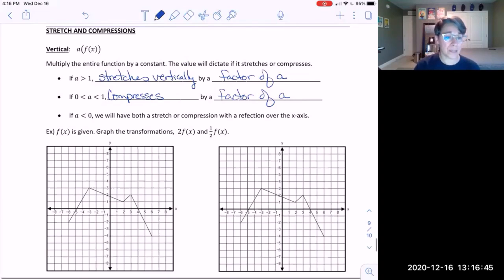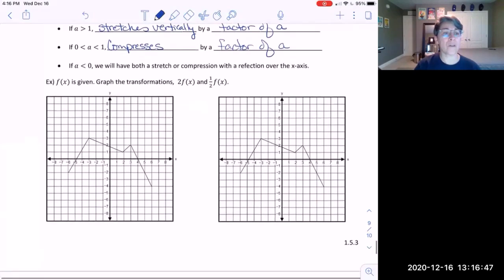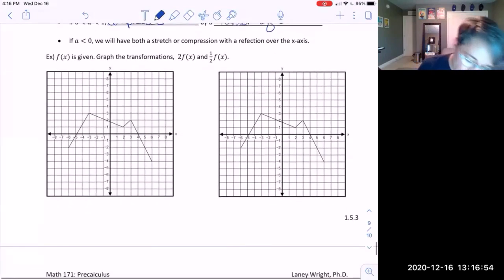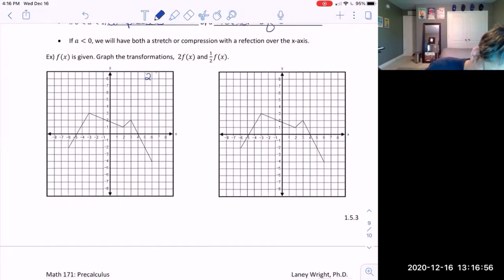So let's do a couple examples. Here are 2 pictures of f of x, and we want to graph 2 different transformations. We want to do one with 2 times f of x, and remember that just means we're multiplying 2 times all of the y values. Let's do that one first.